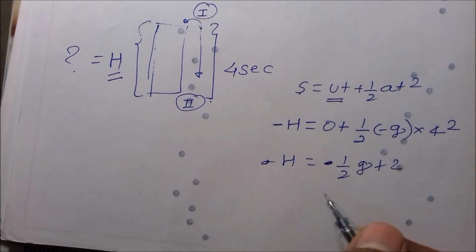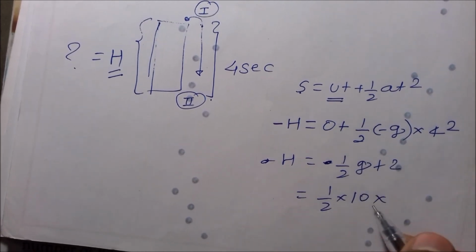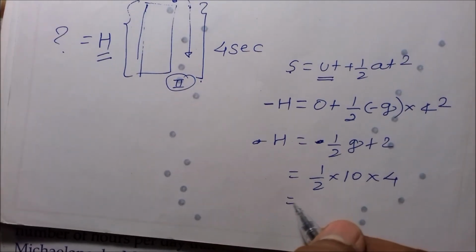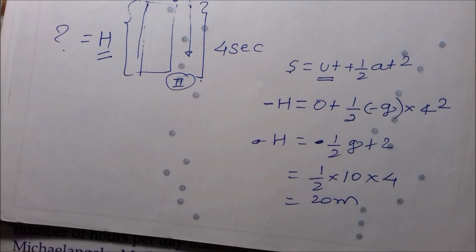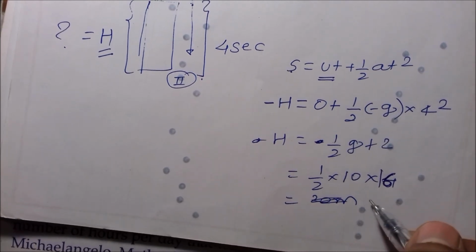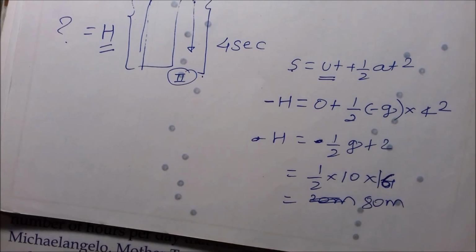So the minus signs get cancelled. Half into g is approximately 10, and time is 4. So this is 20 meter. Therefore, height of the tower, 4 squared is 16, so this is 80 meter. So the height of the tower is 80 meter.